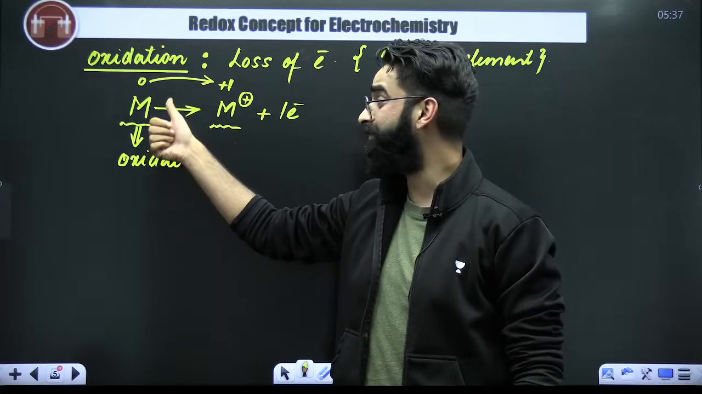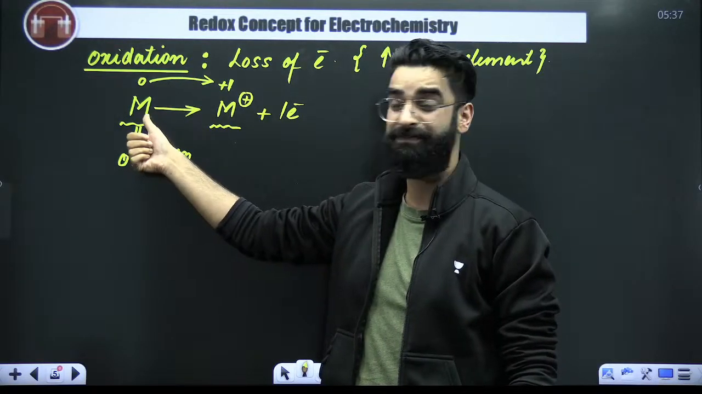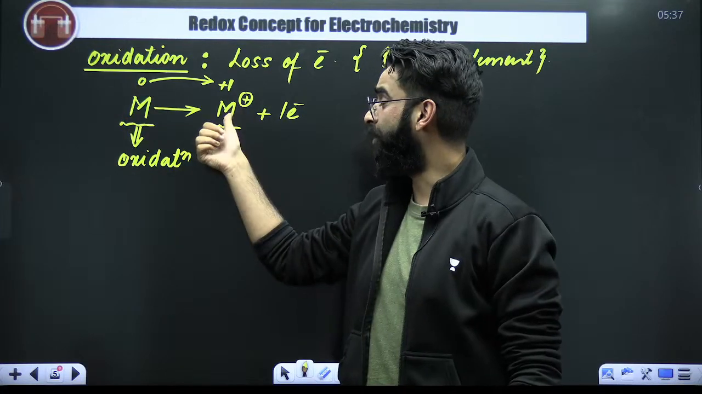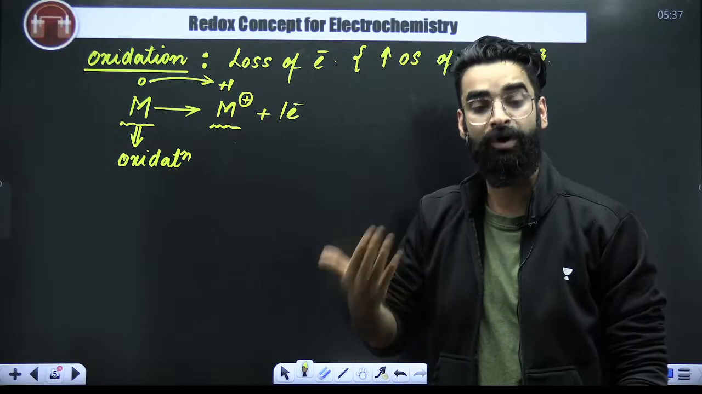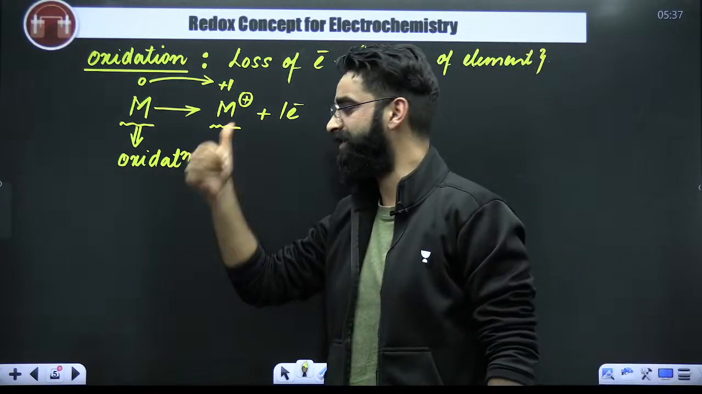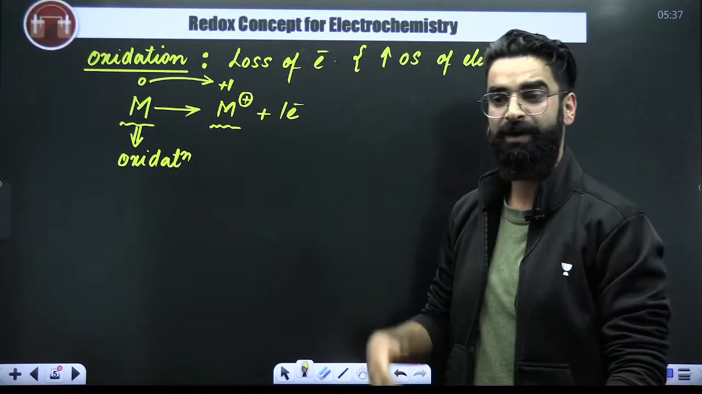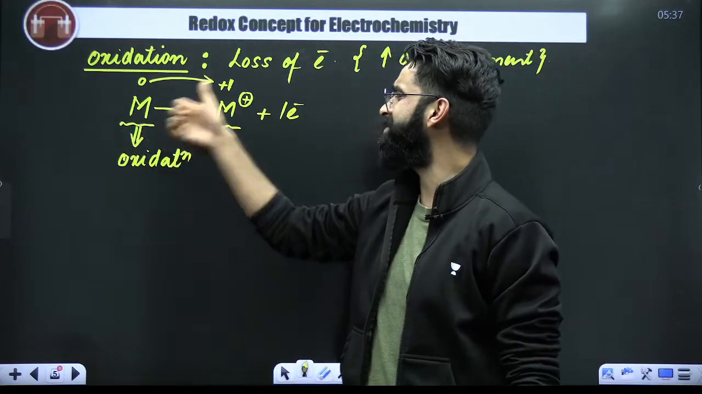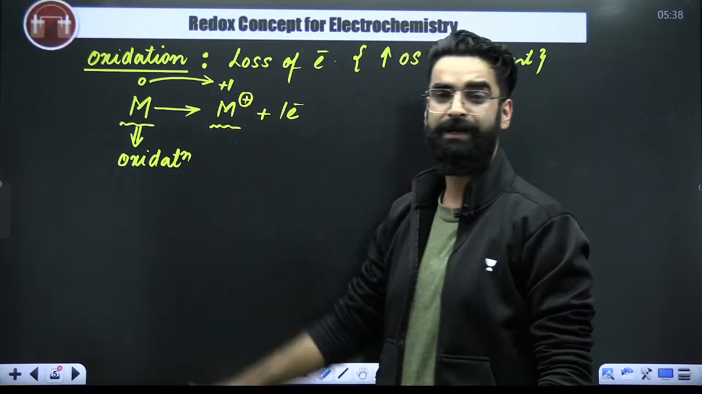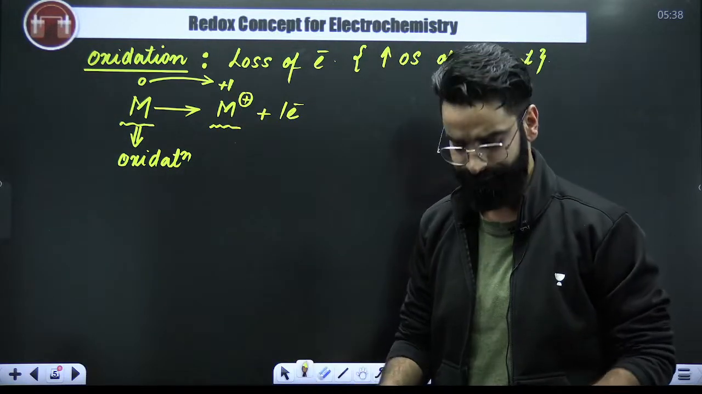The initial oxidation state of this M is zero. Final oxidation state is plus one. So zero to plus one means increase in the oxidation state. And increase in the oxidation state is something which we call oxidation. And what is oxidation? Loss of electrons. So you can categorically say this M has lost one electron and got converted into M positive, right?